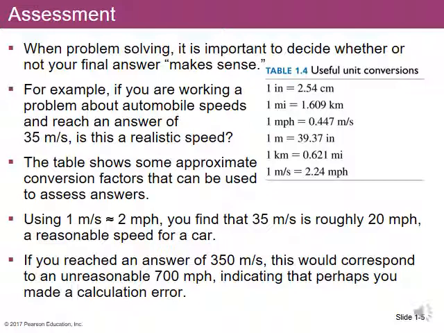We have a better intuition for miles per hour than we do meters per second. So while you may think, I don't know how fast 35 meters per second is, 20 miles per hour, you have a good idea of what speed that is, and that's a reasonable answer. In contrast, if you had reached an answer of 350 meters per second, you know that you did something wrong.